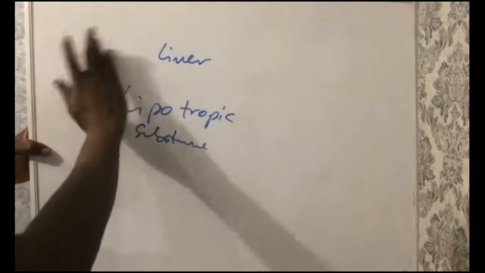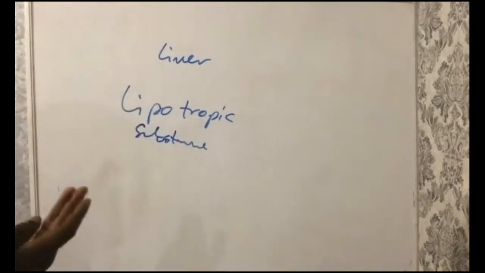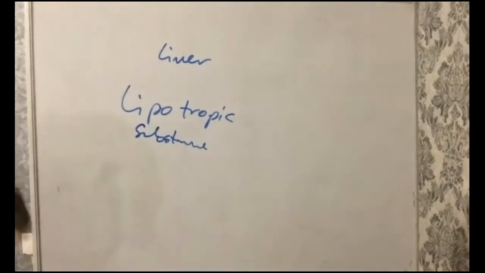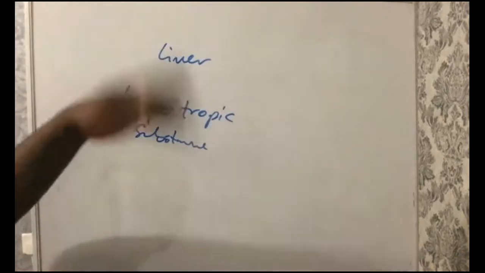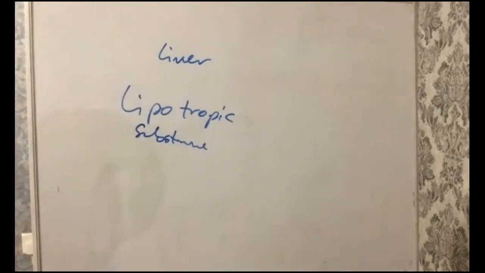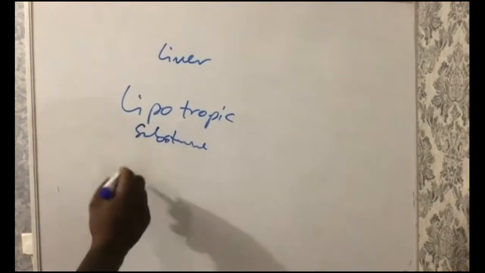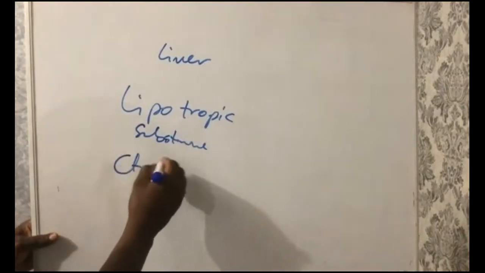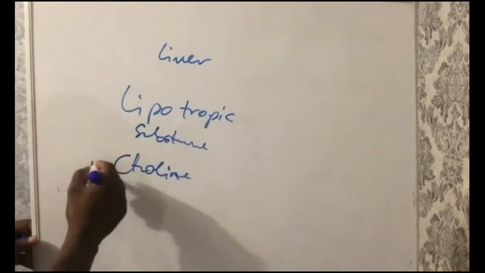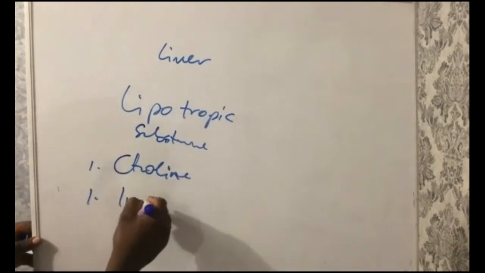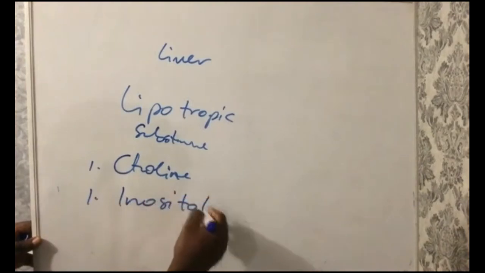They do so by a methylation process. So they donate a methylating group in that process of conveying fat from the liver. And those substances are called lipotropic substances. An example of such a substance is choline. There are a lot of them. We have another one called inositol.